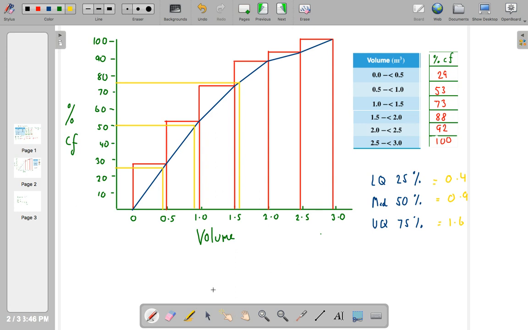Now, interquartile range, IQR for short, equals upper quartile 1.6 minus lower quartile 0.4 equals 1.2. That's our interquartile range. Let's recap.